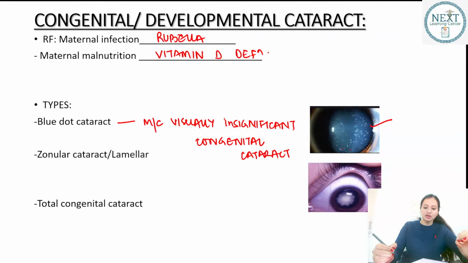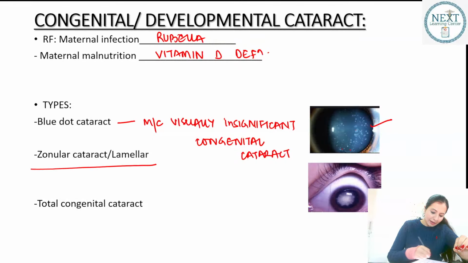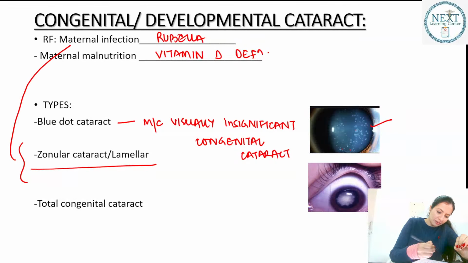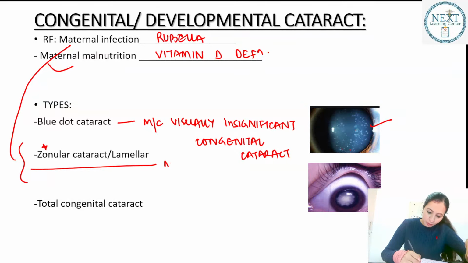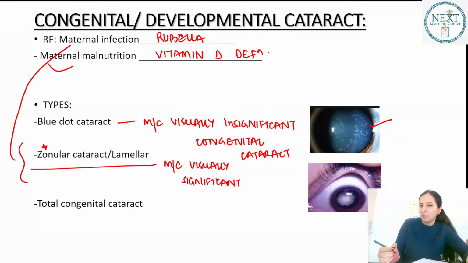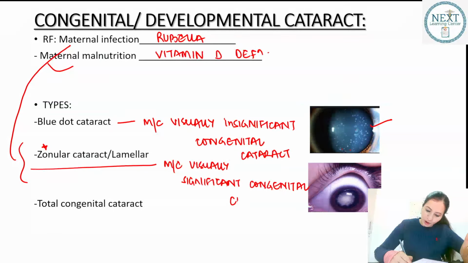If we talk about the zonular cataract or the laminar cataract, risk factors are maternal malnutrition and maternal infection. These are more specific for zonular cataract. It is the most common visually significant. See, all of you have attended the ophthalmology lecture, so this is just going to be a rapid revision for you. In case you don't understand anything, you can ask me. Otherwise, we'll just go with the quick points.